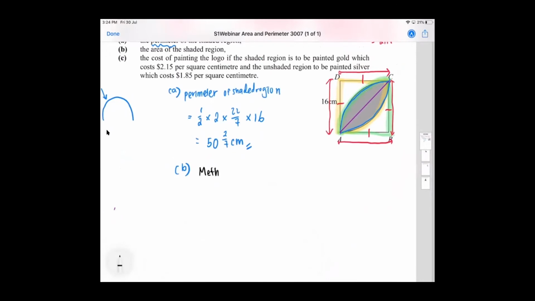So we look at method 1. Method 1 is to find the half leaf. We take a quadrant and subtract the triangle. So area of half leaf.